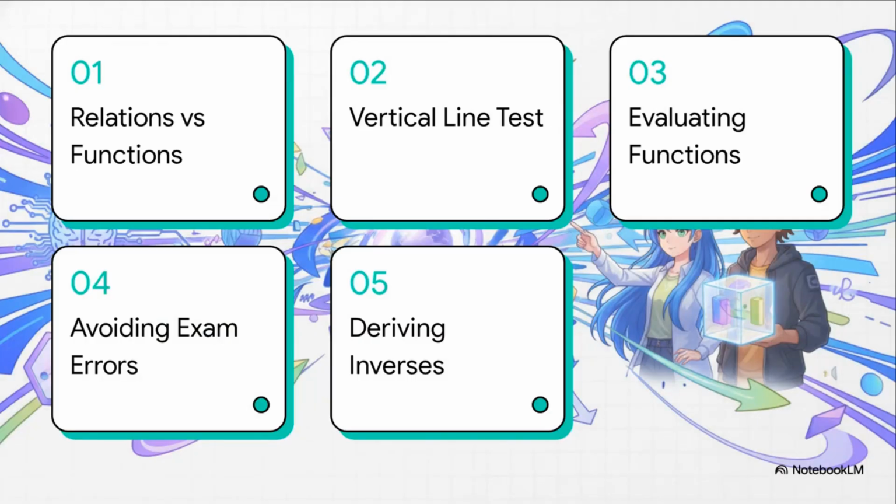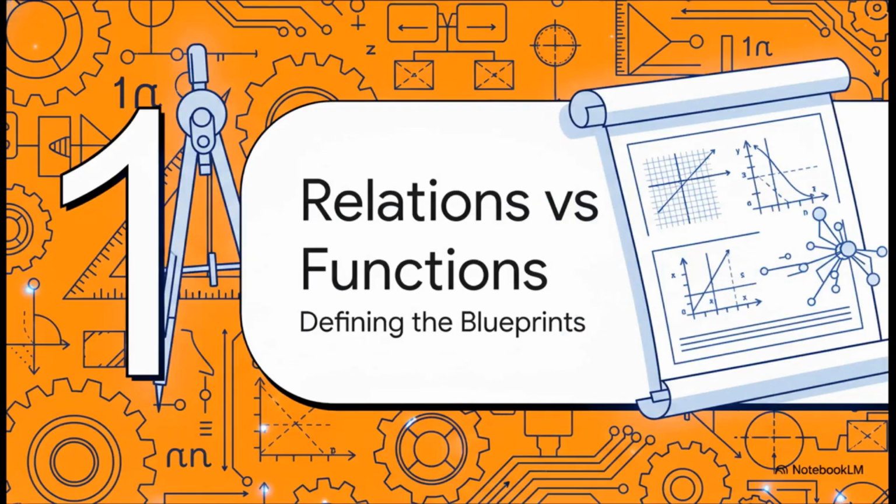Here's our quick roadmap for today. First up, we've got relations versus functions. Number 2 is the vertical line test. Third, evaluating the function machine. Fourth, avoiding common exam errors. And finally, deriving inverse functions. All right, let's hit section 1, relations versus functions.